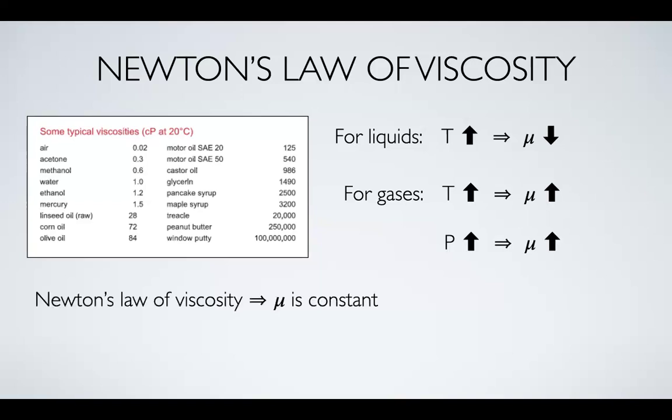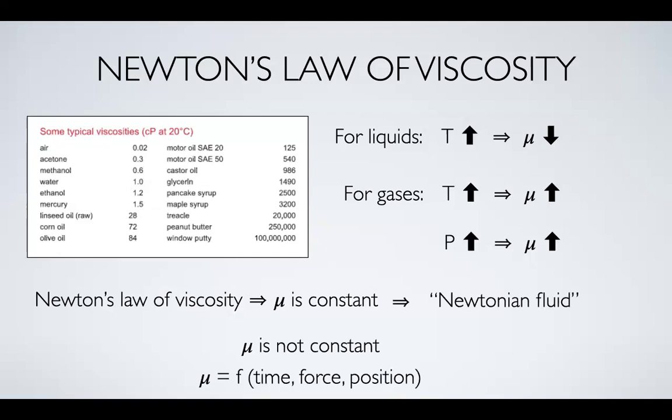So earlier we derived Newton's law of viscosity, and I mentioned that the viscosity must be constant, but this has nothing to do with temperature and pressure. It is constant with time, with force, with anything else besides temperature and pressure. So any fluid that has a constant viscosity we call a Newtonian fluid.